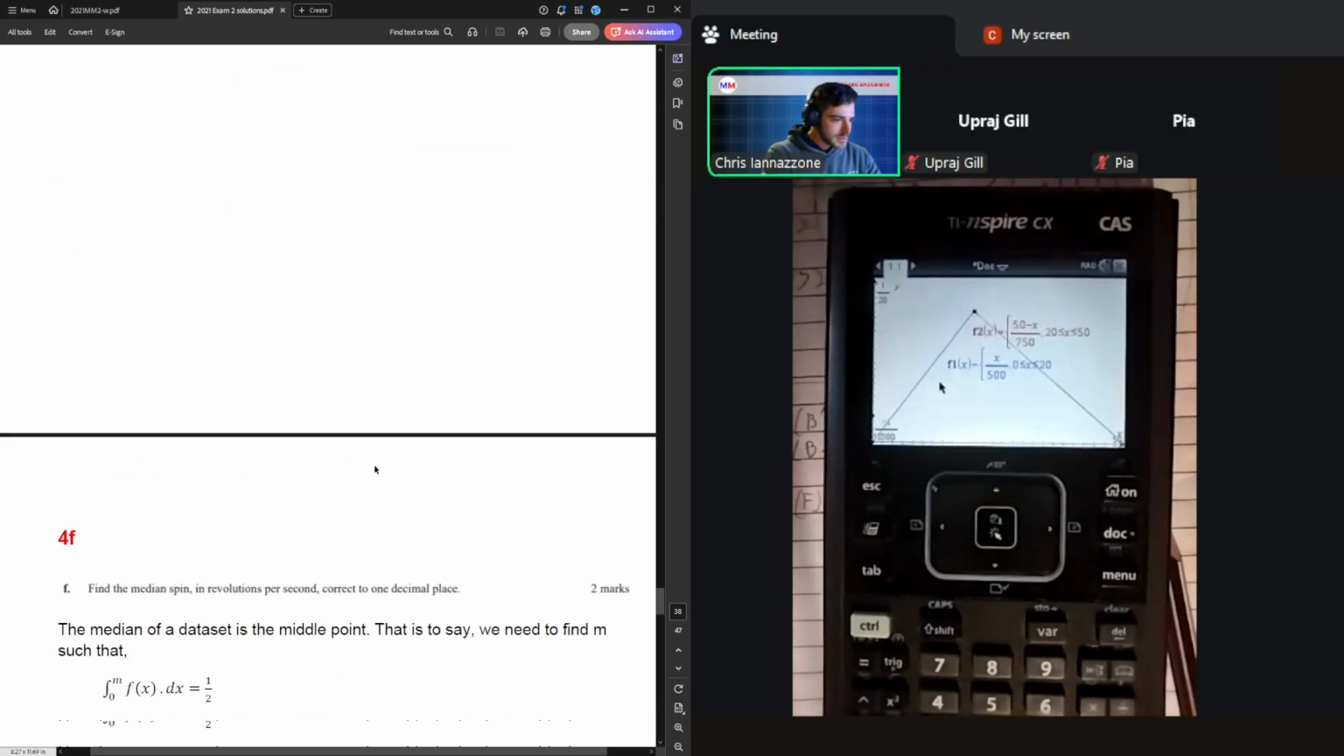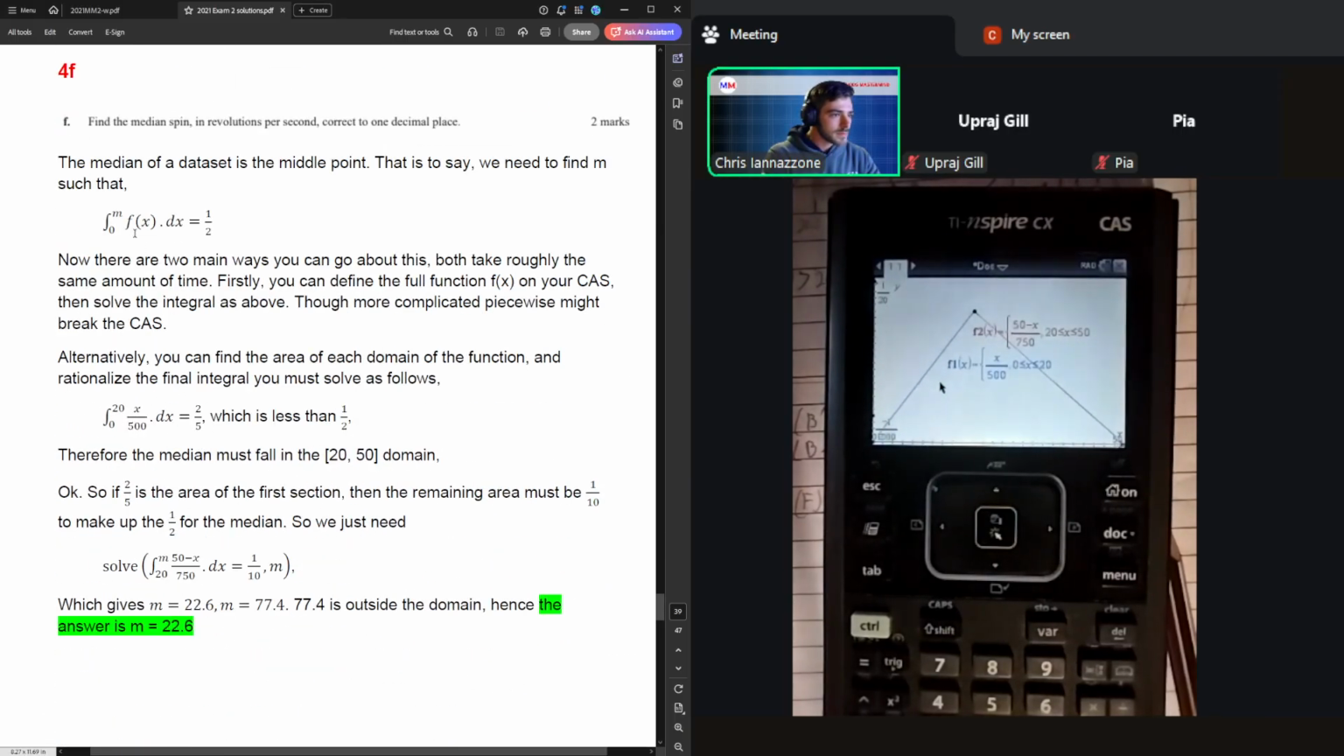Cool. Okay, so for median, you want the total area under the curve to be half. And what you want to do is figure out the last x value for which that happens. Apparently, in this case, defining the full piecewise into the function and then doing exactly this does work, but some other more complicated piecewise functions just break. Doesn't work all that well. So what I would do is split it up into parts.